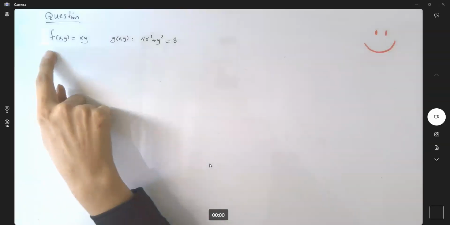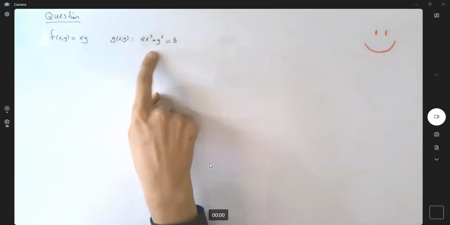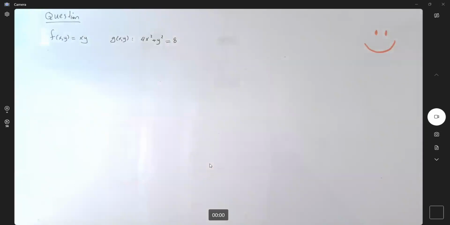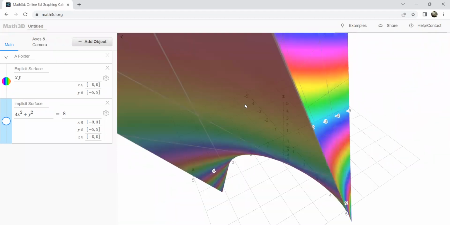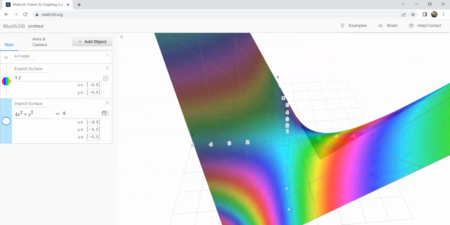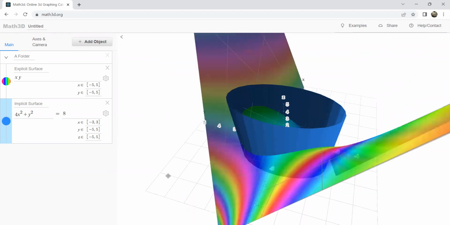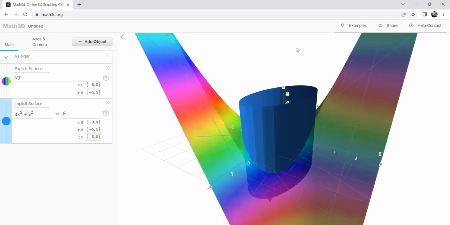Very good. The question says maximize or minimize the function xy subject to the constraint x squared plus y squared equals 8. So let us take a look at the graph, see what's happening here. Here we have the graph of xy, and we want to know what are the maximum and minimum of this function subject to x squared plus y squared equals 8. Well, okay. We're going to apply the Lagrange multipliers method.